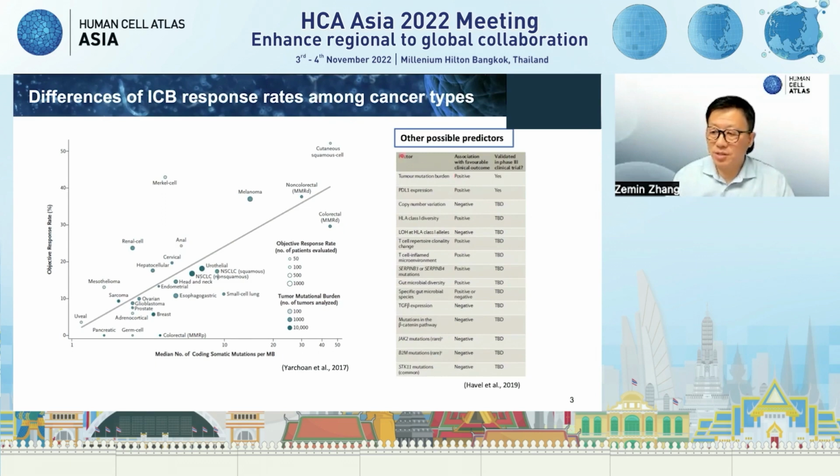There are some existing predictors for such responses, such as the tumor mutation burden, or TMB, or the PD-L1 expression levels, but they are not very accurate. We think that the immune properties within the TME might be more useful.